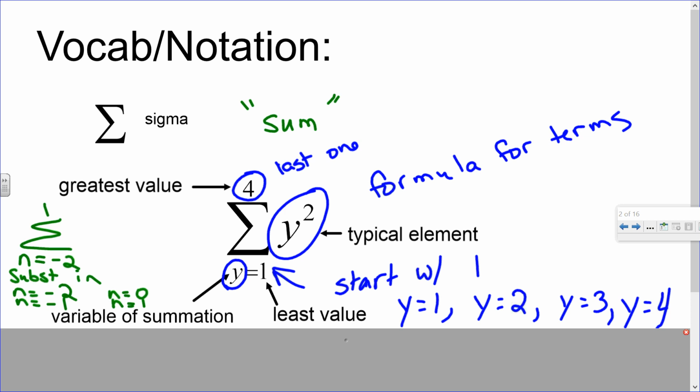Or you could start at 5 and go up to 12. You could substitute in 5, then 6, then 7, then 8, then 9, then 10, then 11, then 12. So those index numbers just tell you what you start and stop with and which variable you plug in for.